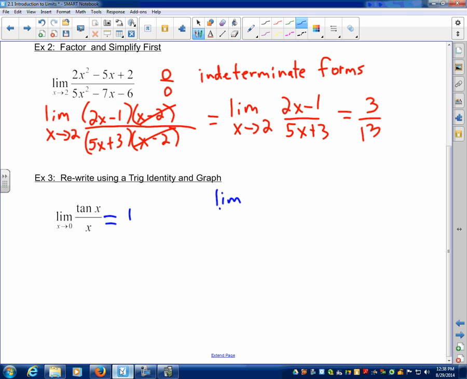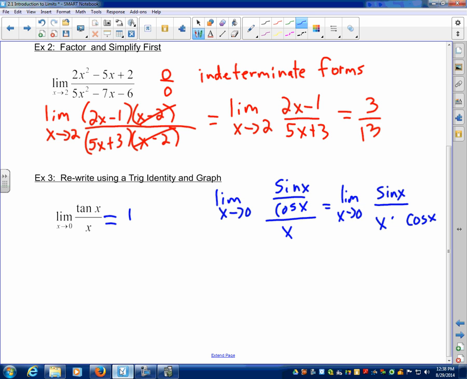Limit as x approaches 0. Would you agree that tangent can be rewritten as sine x over cosine x, right? And then I have x on the bottom of this. Now, if I rewrite this again, I'm going to rewrite this as sine x over x, and then take this cosine of x and just leave it on the bottom here.